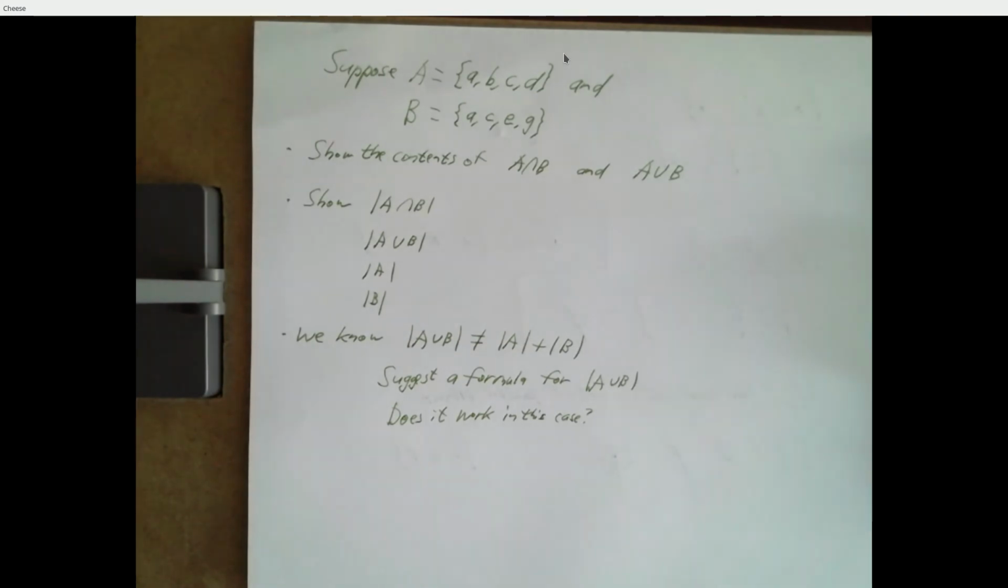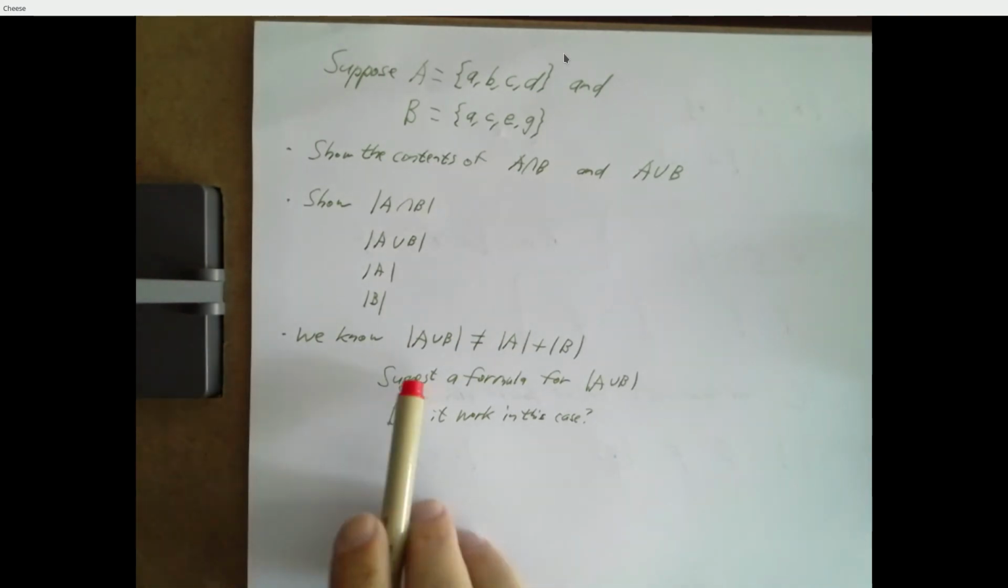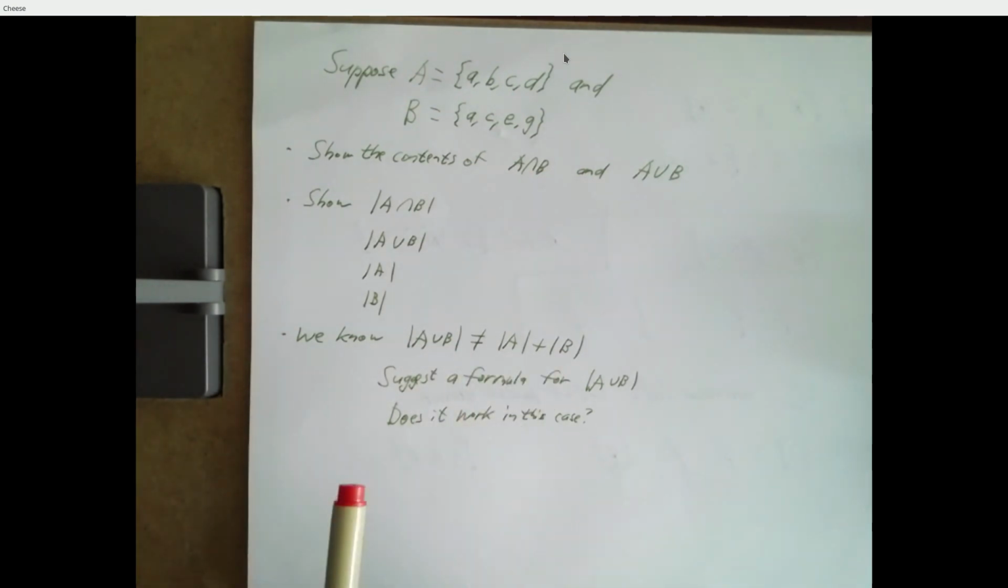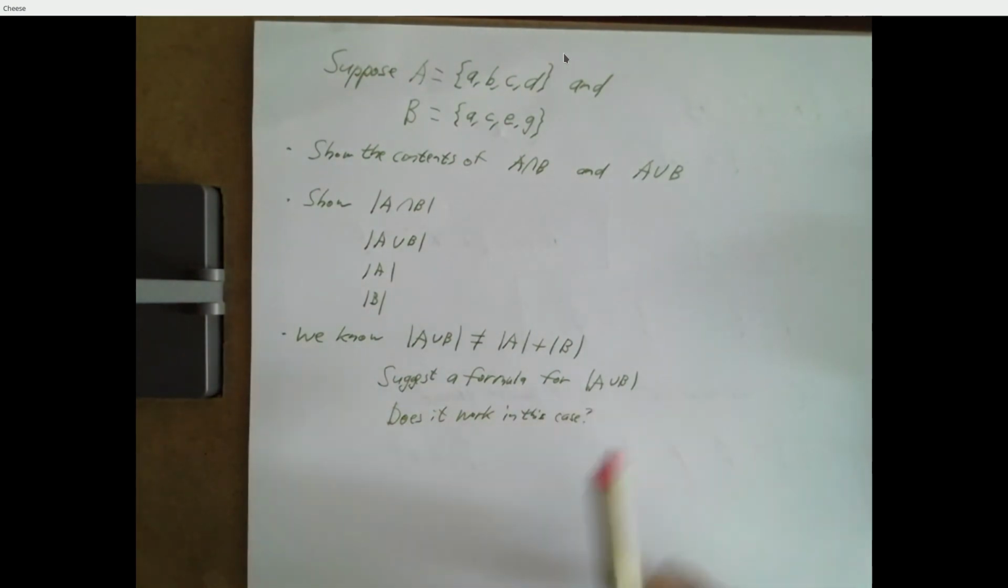And as you noted in your questions on the board, the cardinality of A union B is not the same as cardinality A plus cardinality B. But taking a look at these values, see if you can suggest a formula for what the cardinality of A union B should be. And think about that and see if it makes sense.